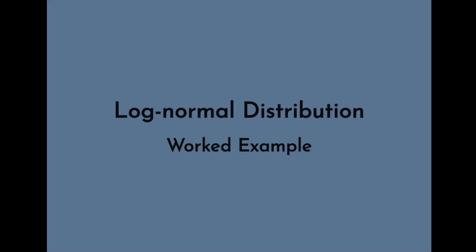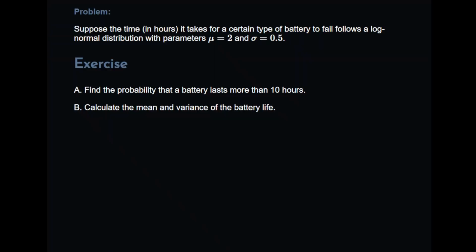Okay, in this presentation we are going to look at the log normal distribution. So here is a worked example. Suppose that we are considering the lifetime of batteries, the time in hours that it takes for a certain type of battery to fail. This will follow a log normal distribution with parameters mu equal to 2 and sigma equal to 0.5.